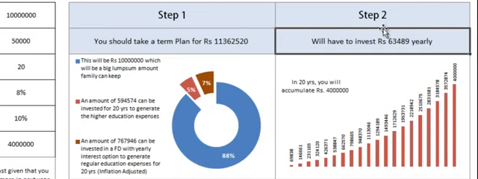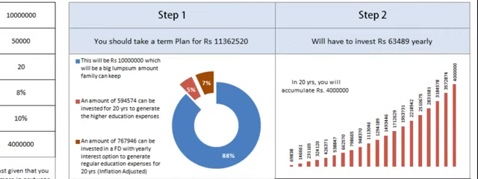Now the next thing is step 2. What happens if you survive? If you survive, you must be investing this 63,489 rupees anyways, and that will become 40 lakh rupees in the next 20 years. So you can see that in both the cases, if you die or if you survive, your child's education needs are covered.